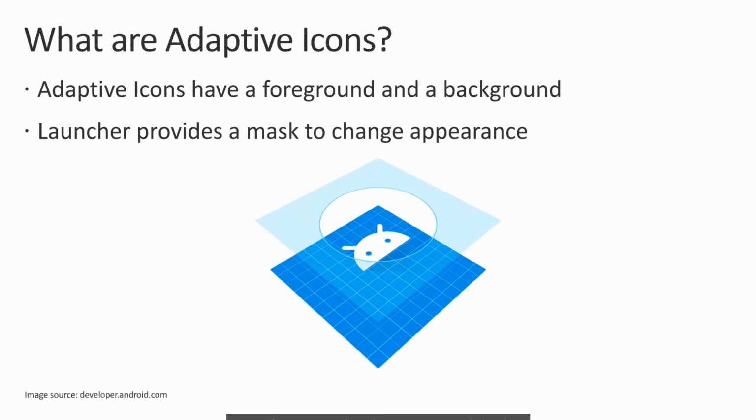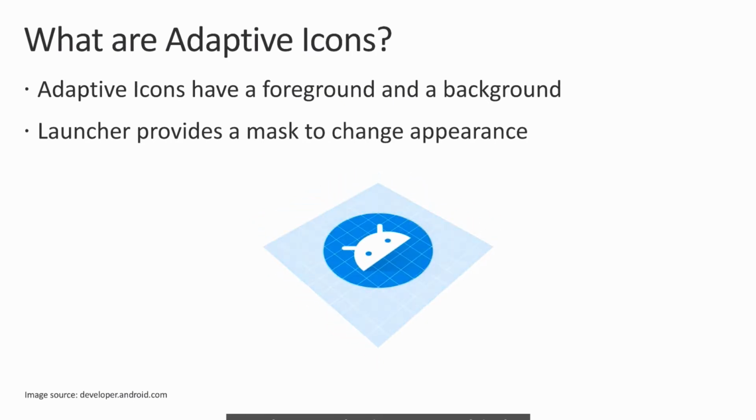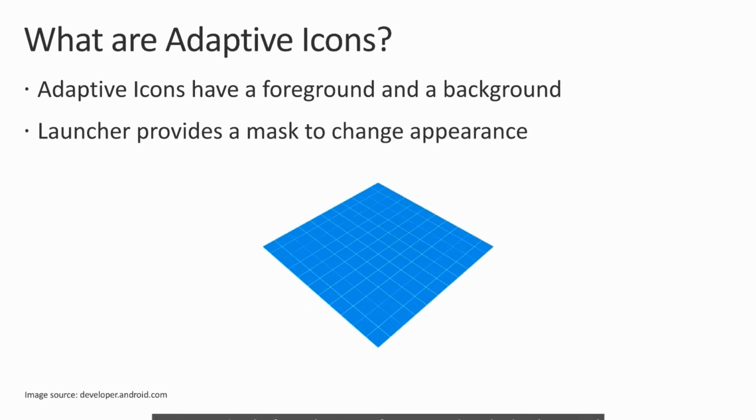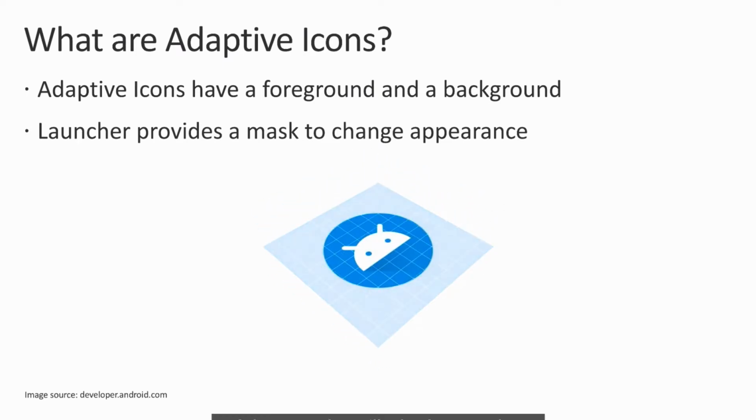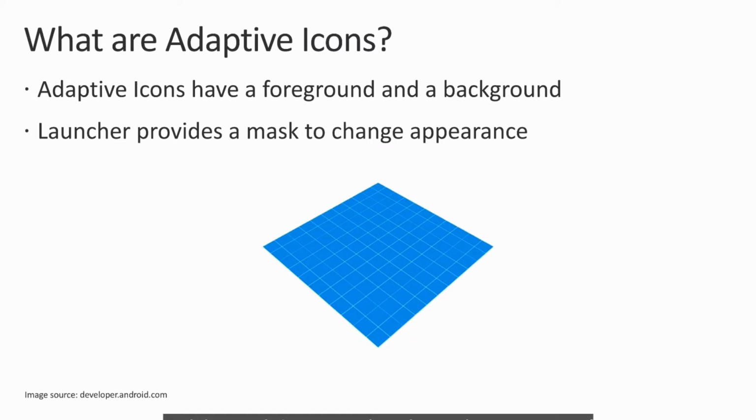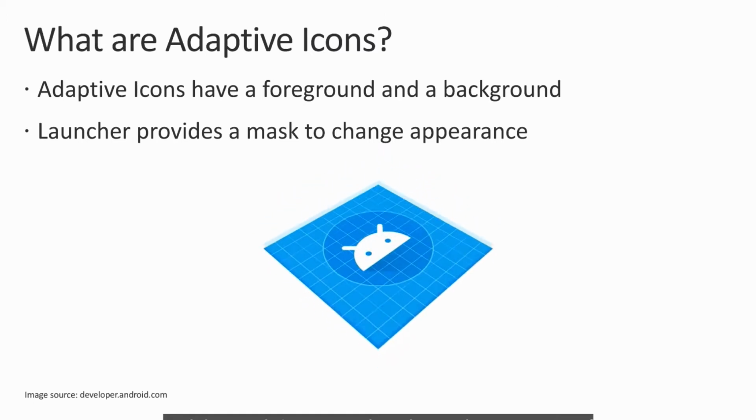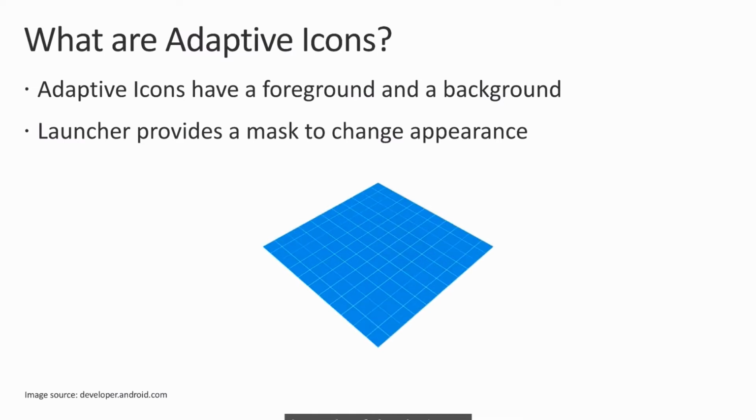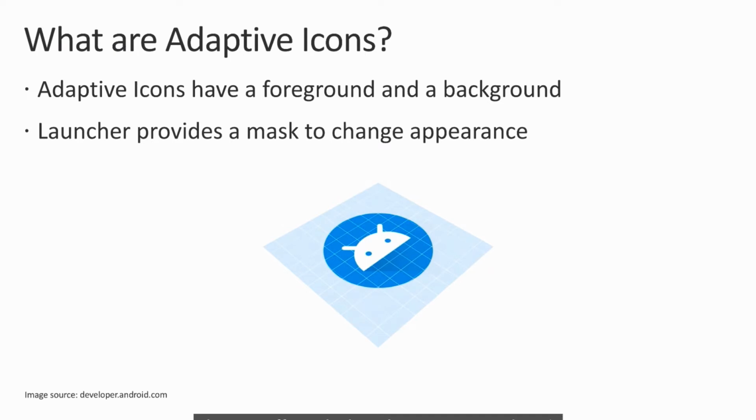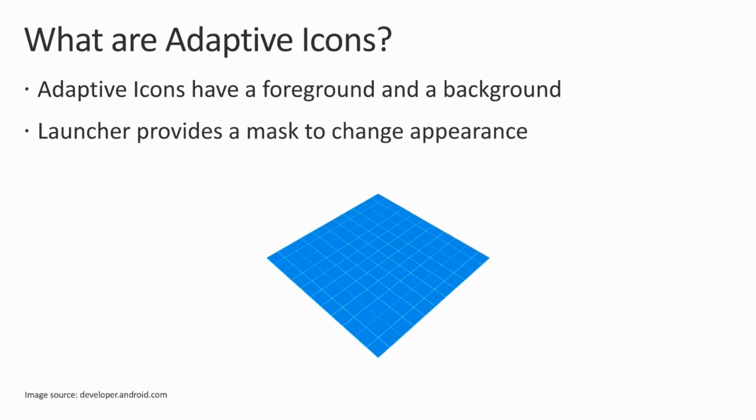Now, the way adaptive icons work is they are comprised of two layers, a foreground and a background. And then the launcher will take these two layers, combine them together, and then apply its own mask to change the appearance of the icon to fit with, again, the theme or the style of the device or whatever effects the launcher wants to apply to it.